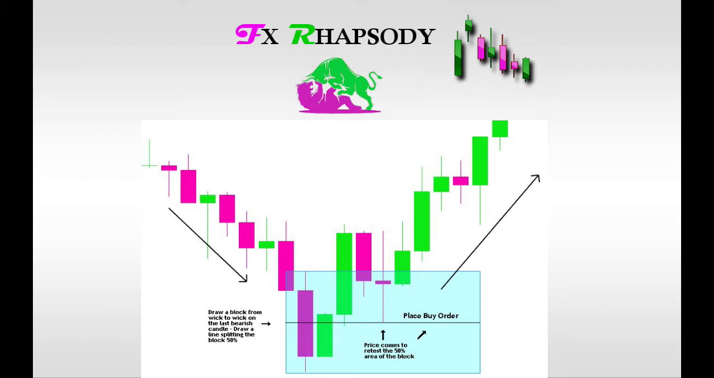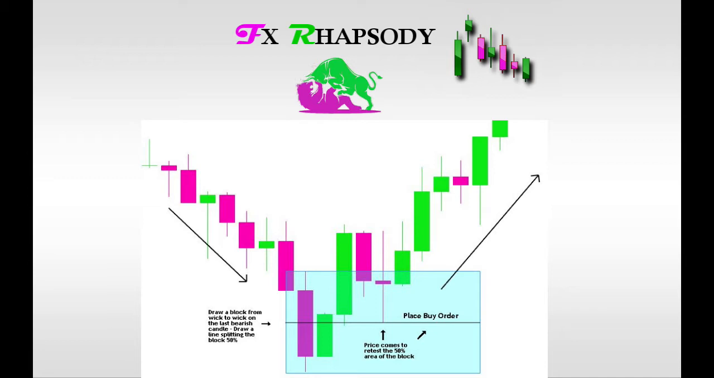What we want to look at is price heading in one direction, and as soon as it starts turning in the opposite direction, I want to take the last candle before the swing and block that candle out. I take my rectangle tool and draw a block from the top of the wick to the bottom of the wick.